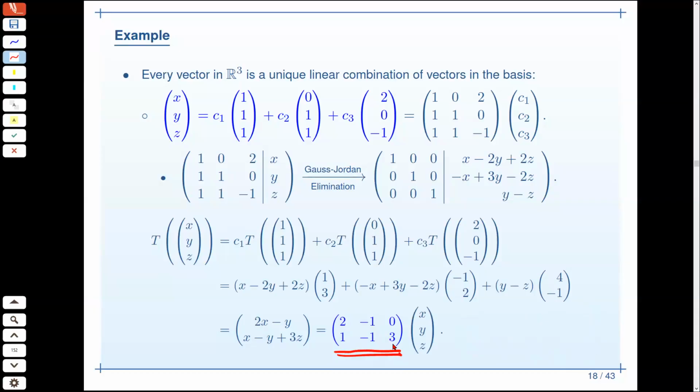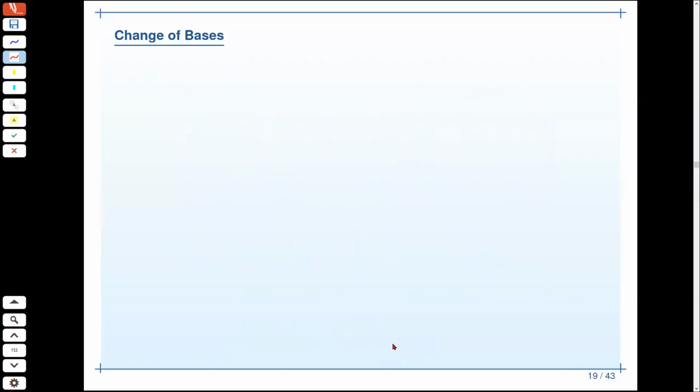Doable, right? Just use the definition. But it looks a little bit complicated. So do we have a shortcut? We always prefer shortcuts, but there must be a reason to support the arguments. So this leads to the idea of the change of basis.